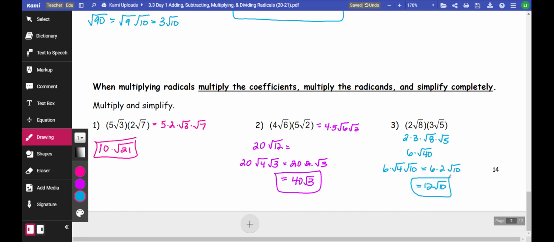All right, so that's adding, subtracting, and multiplying. Let me know if you have any questions.